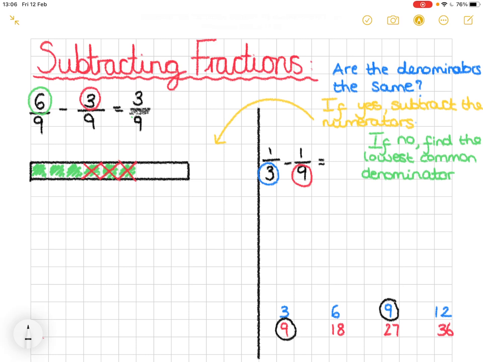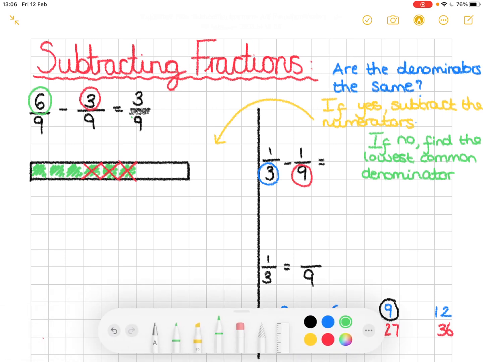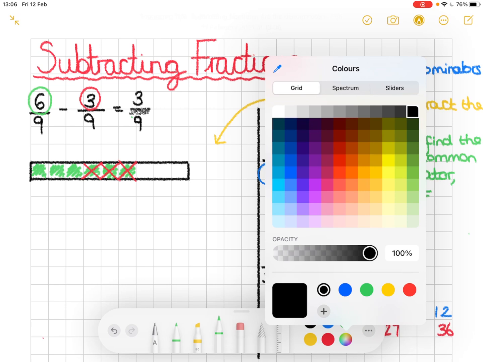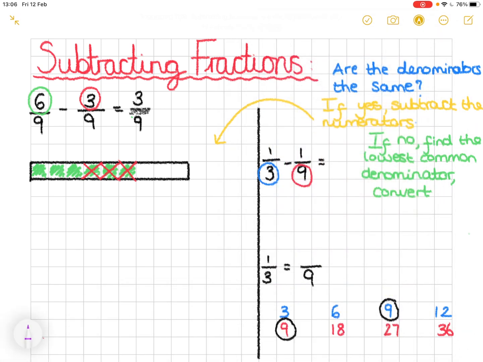Okay, so we take 1/3 and we need to find an equivalent in 9ths, which means the next step we need to take is to convert. There will be a final step, but we're going to convert for now. So I'm going to take a different colour again, just to outline the process. We should be comfortable with this now.